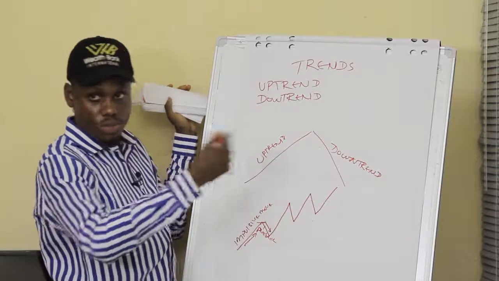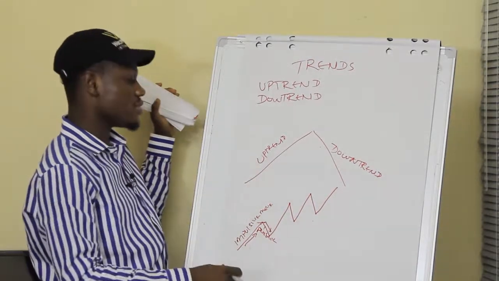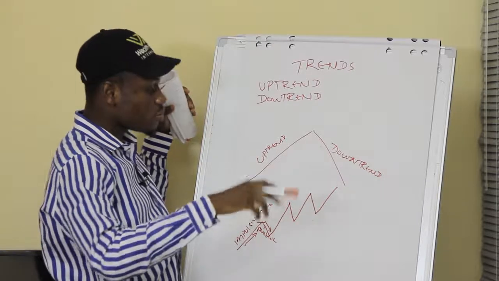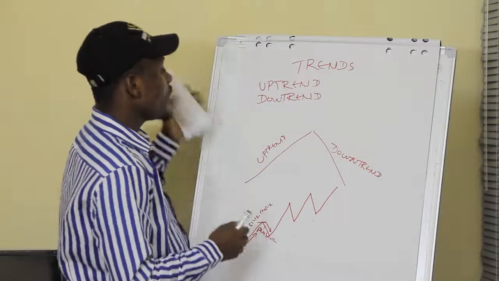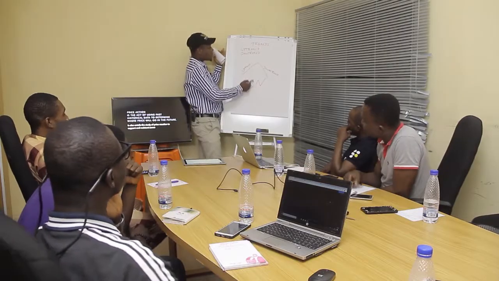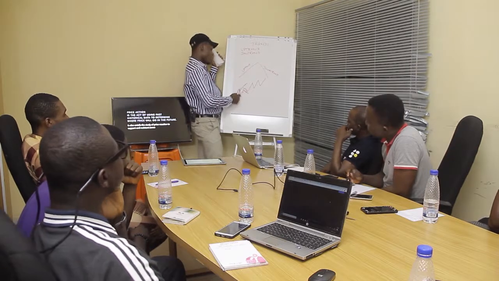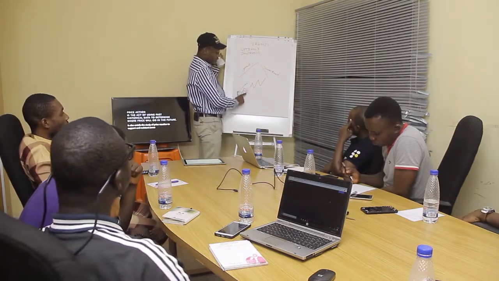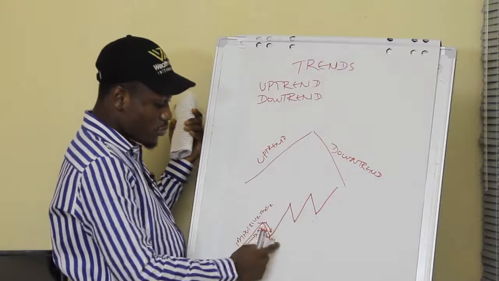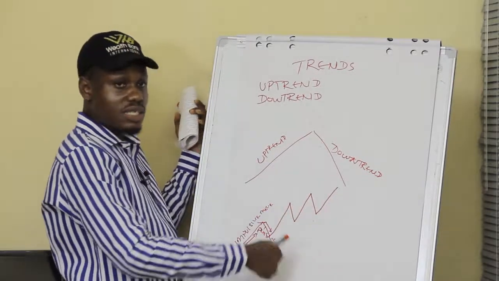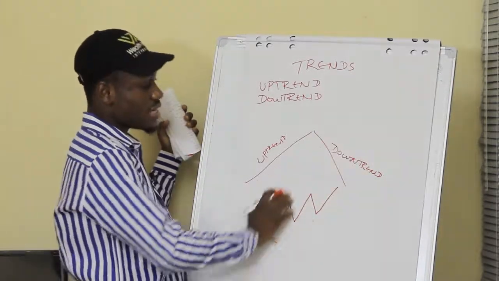Where exactly are we supposed to be entering? I'm going to show you that when we come to trend lines. But let's talk about uptrend and downtrend. Now, the market moved impulsively, pulled back, moved impulsively, pulled back, moved impulsively. It's making a trend. It's moving upward. So this is an uptrend.